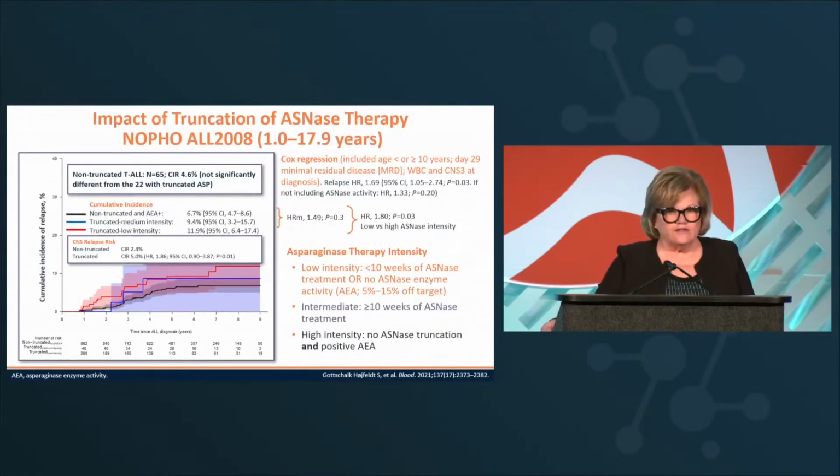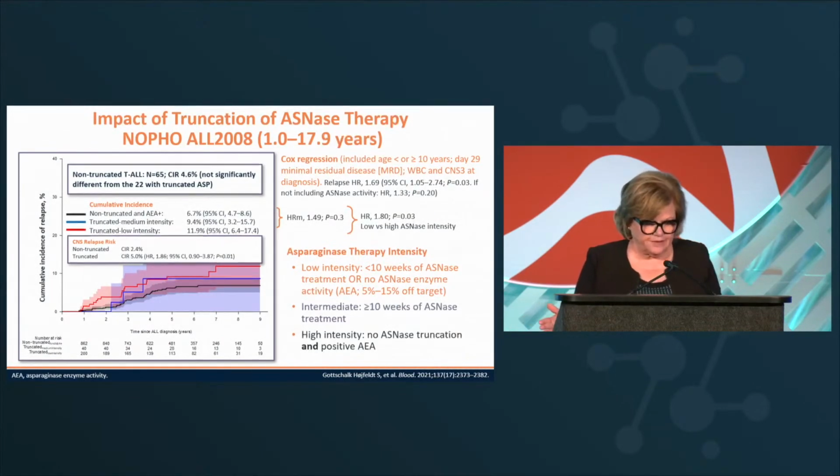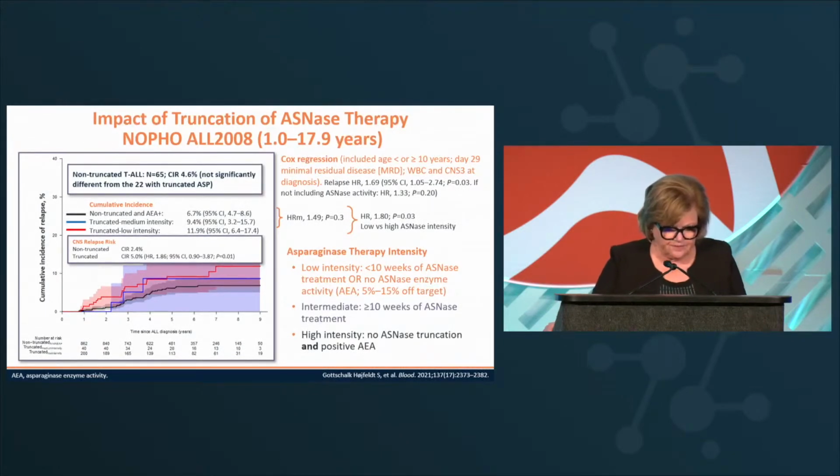So what is the implication if we have truncation of our asparaginase therapy? Truncation means we just stop. What happens to our patient if we stop their asparaginase therapy? In this graph, you can see it looks at patients that had non-truncated therapy, and that is the black graph, and that's their cumulative incidence of relapse. Those patients that had all of their asparaginase had the lowest cumulative incidence of relapse, and that would have been a 6.7% risk for relapse.